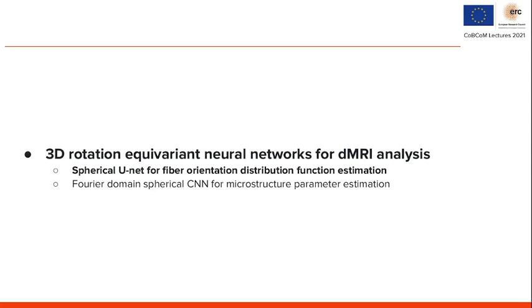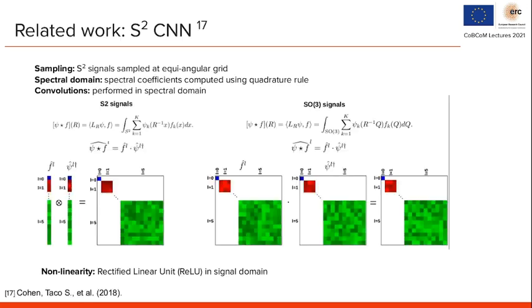In the following slides, I will present our work on spherical U-net for fiber orientation distribution function estimation. I will start by presenting the main building blocks of a U-net, namely convolutional, pooling and transposed convolutional layers. Among the first prominent spherical CNN models was the spherical CNN proposed by Cohen et al. The main novelty in their work is the convolutional layers, where convolutions between signals and kernels are performed in the spectral domain in order to avoid computationally expensive interpolations which are required in signal space.